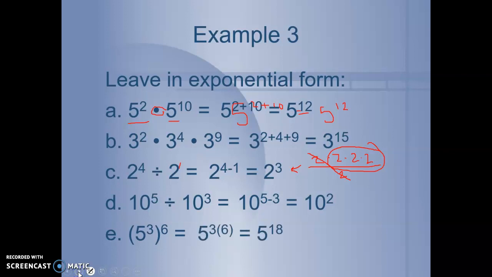Yep, we're going to keep our base the same and multiply the 3 times the 6, which gets us 5 to the 18th. Nice job.